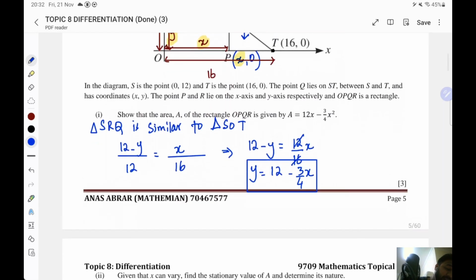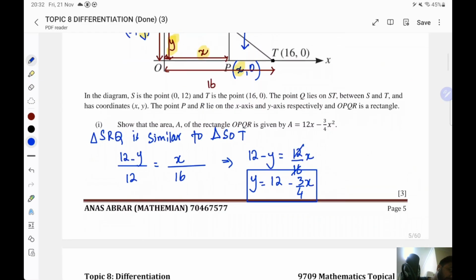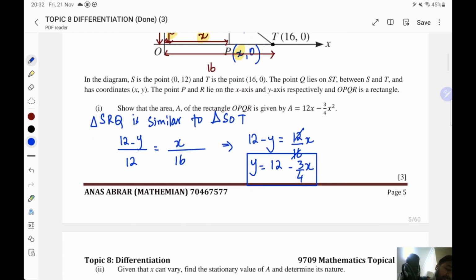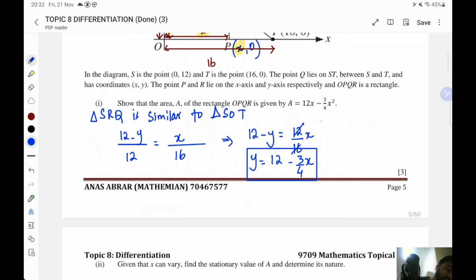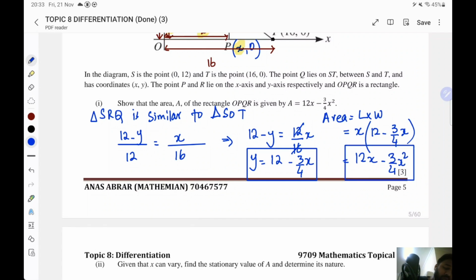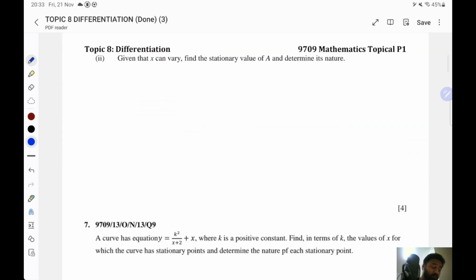Now I have y and I have x, so to find the area of the rectangle, the formula is area equals length times width. The length is x and the width is 12 minus 3 by 4 x, which gives 12x minus 3 by 4 x squared. This is the area of the rectangle OPQR, sorry, not S. Okay, let's move forward.